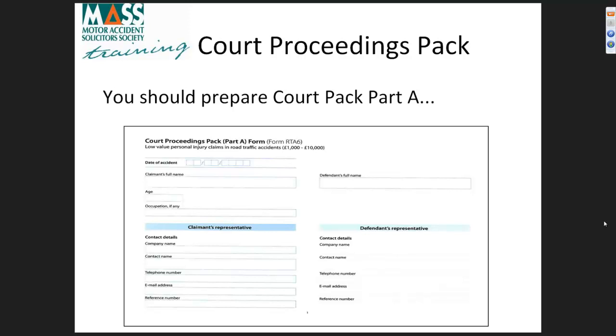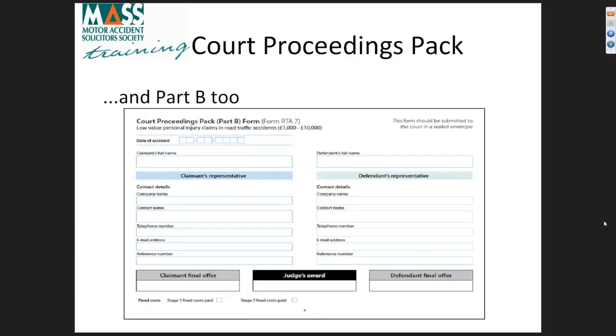So you've now got to this point where you've got this in as your evidence, you've completed all these negotiations, and we're now ready to issue on this Court Pack A, which brings us to what else do you need? And that's Court Pack B.